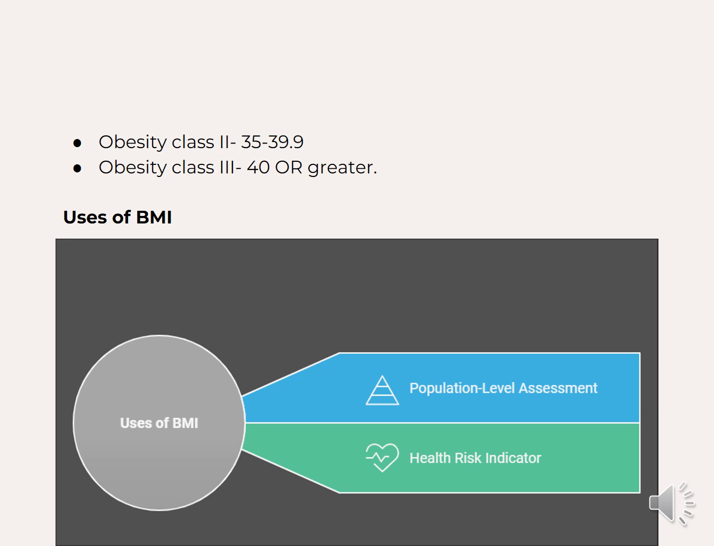From the figure you can see BMI is used for population level assessment as well as health risk indicator. Let us see this in detail. Population level assessment: BMI is used in public health to track obesity trends and the prevalence of underweight, overweight and obesity within population as discussed earlier. Health risk indicator: a higher BMI can be associated with an increased risk of various health conditions such as heart disease, stroke, type 2 diabetes and certain cancers. Conversely, a very low BMI might indicate malnutrition or other health concern.